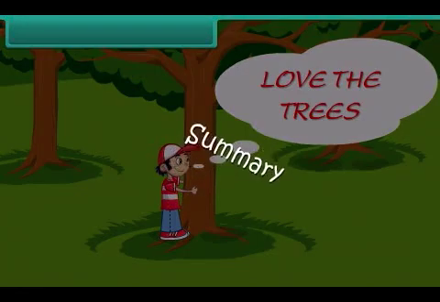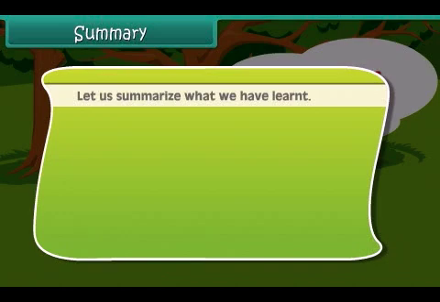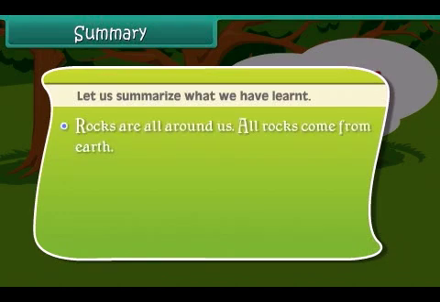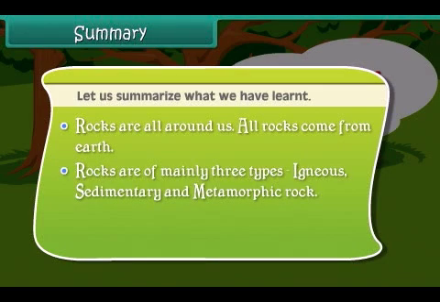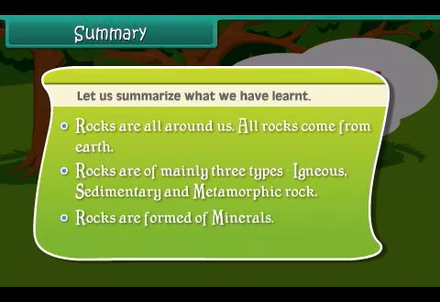Summary. Now friends, let us summarize what we have learned. Rocks are all around us. All rocks come from earth. Rocks are of mainly three types: igneous, sedimentary, and metamorphic rock. Rocks are formed of minerals.